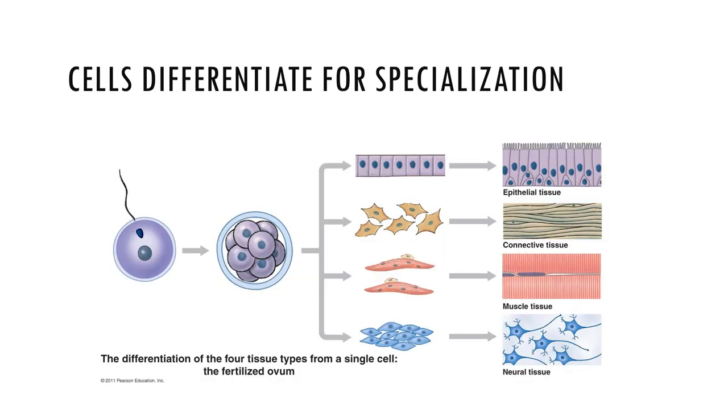Now, cells differentiate into specialized cells. And you can see here the differentiation of four different tissue types from a single cell. So from a single cell, we get epithelial tissue, which has many different subcategories. Connective tissue, again, has many different subcategories. Muscle tissue, there's three different types we will discuss. And neural tissue. And you can see that each of these cells and tissues are very different in both their shape and structure. But all cells have some common structures and functions that we'll talk about.